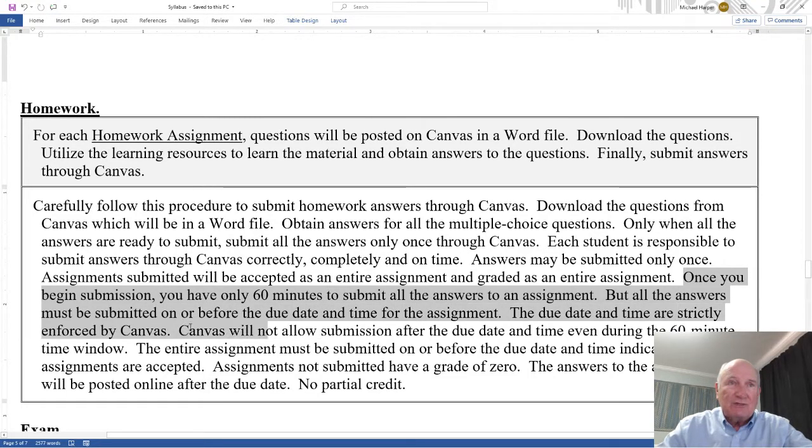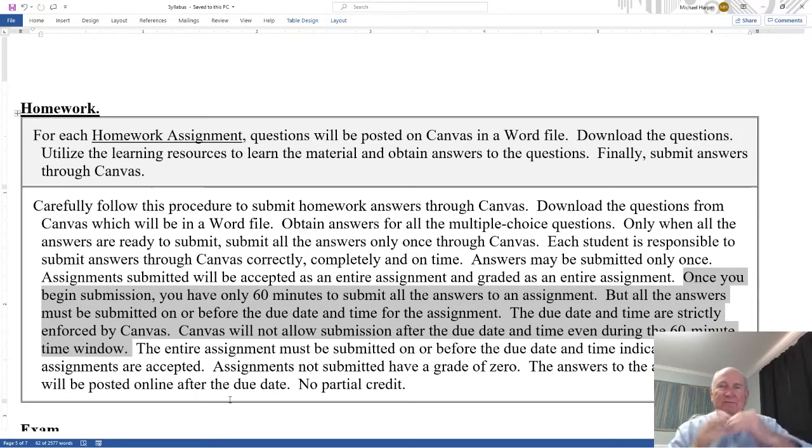The due date and time are strictly enforced by Canvas. Canvas will not allow submission after due date and time, even during the 60-minute time window. So make sure you have all your answers ready to submit, and then submit, and then you click, click, click, click, click. You only have 60 minutes. After 60 minutes, it's gone. And whatever you submitted, that's your grade. No late assignments are accepted. You have to submit it all one time.